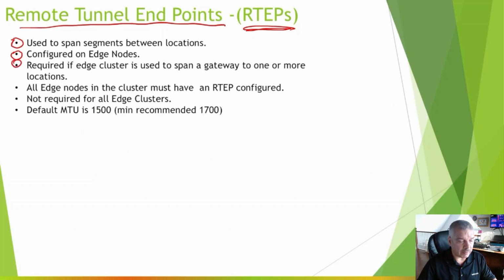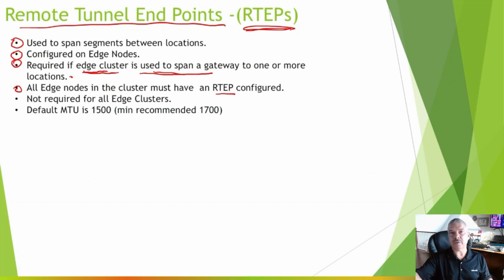It's required if the edge cluster is used to span a gateway to one or more locations. So when you're spanning a gateway, it's going to say, hey, you need to pick an edge cluster, because remember, when you attach a segment to that gateway, it's got to stretch, and it goes through this RTEP. So if an edge cluster is used to span the gateway to one or more locations, all edge nodes in the cluster must have an RTEP.